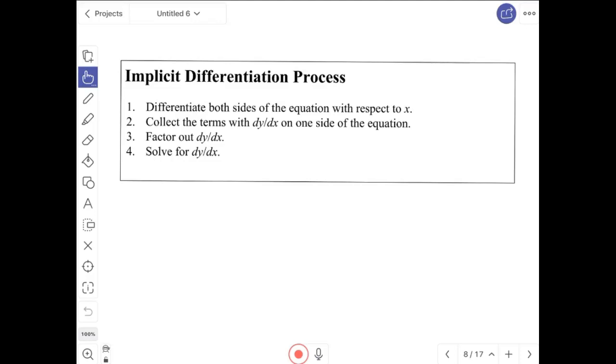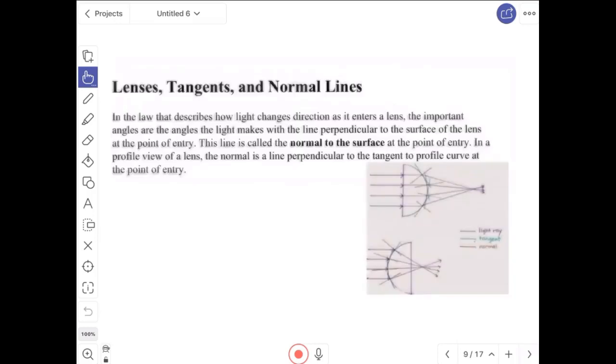Okay. Now for each problem that we do, this is going to be the same process to solve your implicit problems. So in order to do implicit differentiation, we have to differentiate both sides of the equation with respect to x, collect the terms with dy/dx on one side of the equation, factor out your dy/dx, and then solve for dy/dx. So again, as long as you're doing it the way that the book is showing you how to do it, this is the exact same process for each problem.